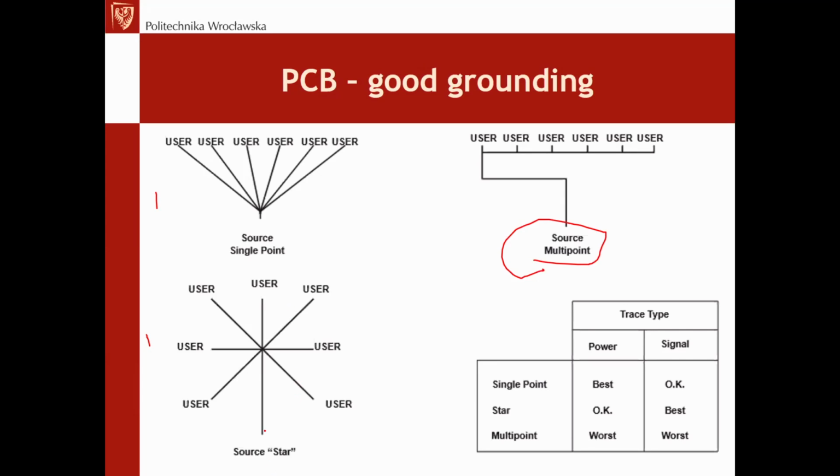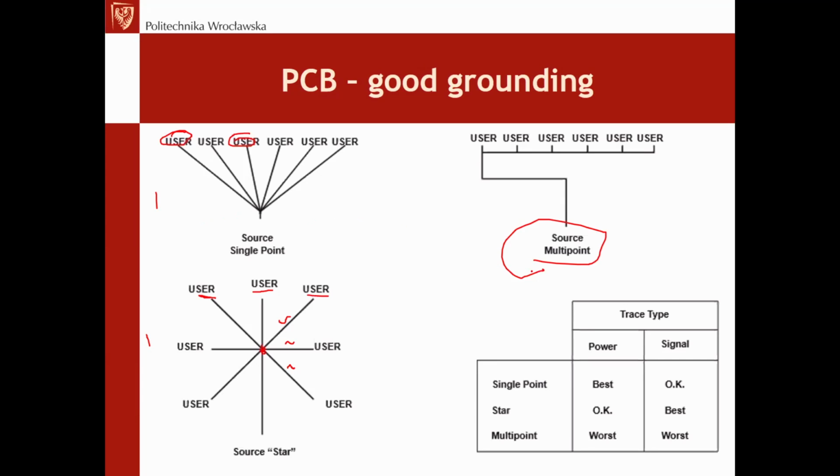The difference is only where the middle connection is placed and how far it is from the middle point, from the ground point to the ground connection of each of the components on our PCB track. Here in the star, the distances are fairly similar, while in a single source point some components are much closer than the other ones.